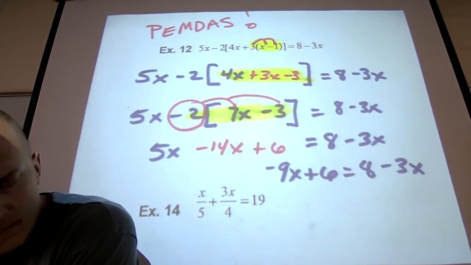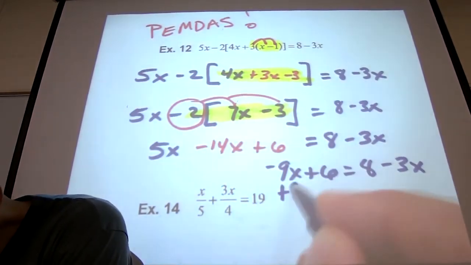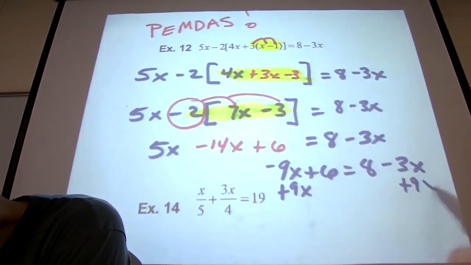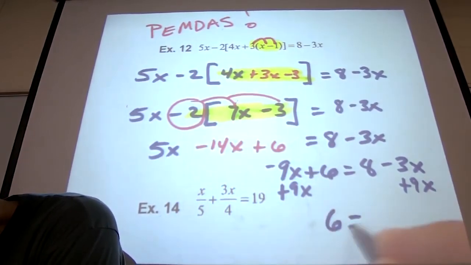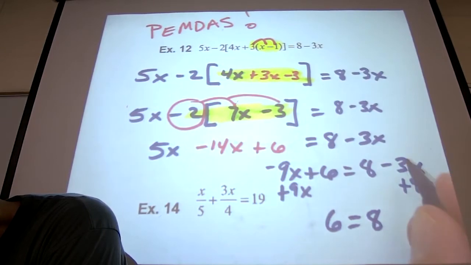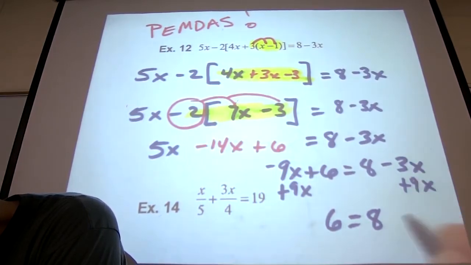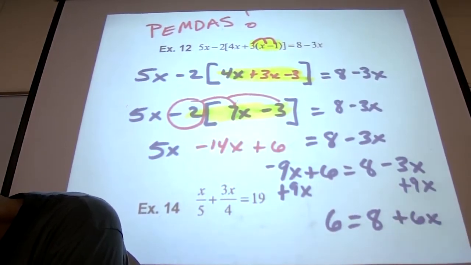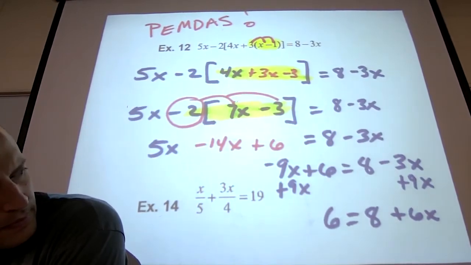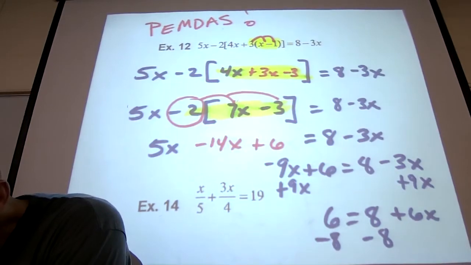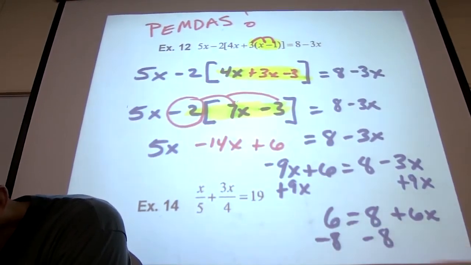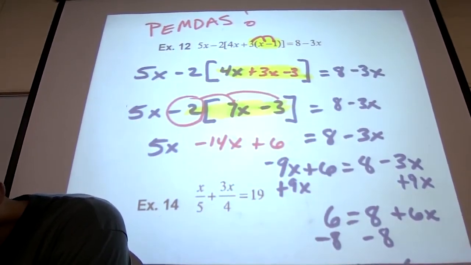And now let's get the x's on the same side. I like working with positive x's, so I'm going to add the 9x over. So I get 6 equals 8, negative 3 plus 9 is what, 6x? Now we can subtract the 8. 6 minus 8 is negative 2 equals 6x.